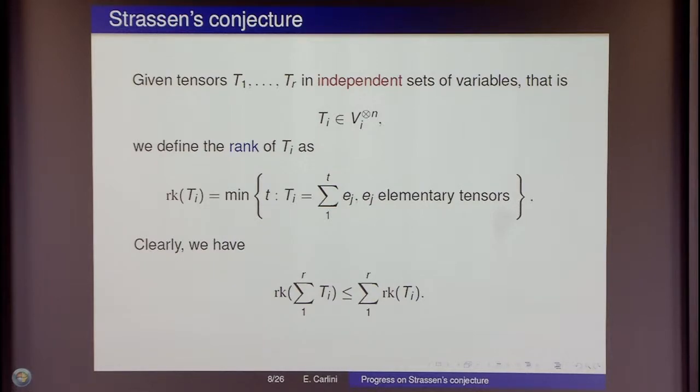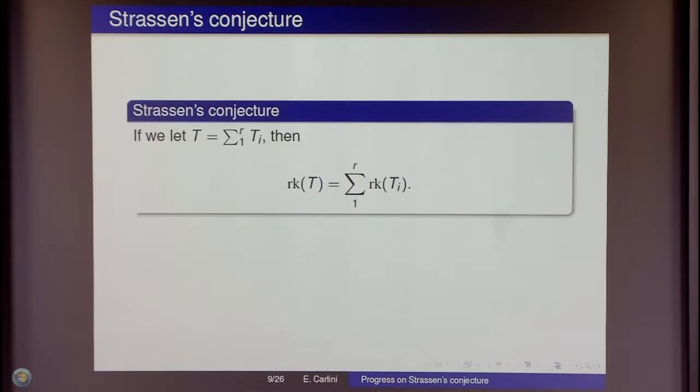Clearly, if you take the sum of the Ti, you can write it using as many elementary tensors as the sum of the ranks, because I can write each Ti using that many. You put all of them together, you get a long expression. This you can do, and the question is, can you do better? And so the conjecture is that you can't. So they are equal. If the Ti's are in different sets of variables, the best you can do is just the trivial thing: decompose each summand separately, and this is the best.